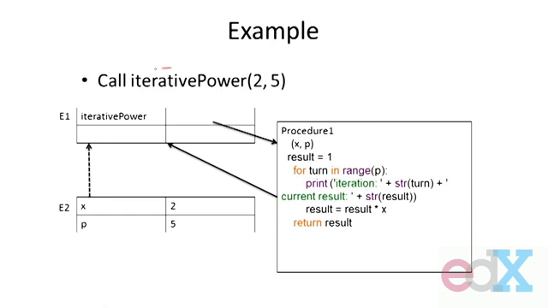If I now call iterative power with 2 and 5, what do we say happens? We get, first of all, the value of this expression, iterative power, it points to that. It's a procedure object. I get the values of each of these expressions with respect to this environment. Numbers are always numbers, so it's just 2 and 5. And then I create a new environment, which I'm calling E2.